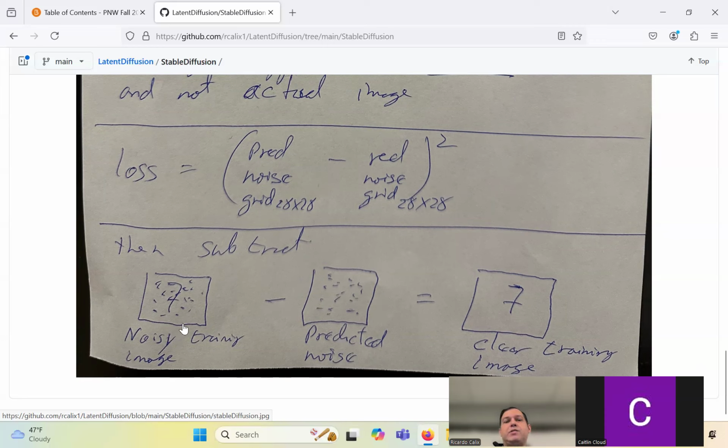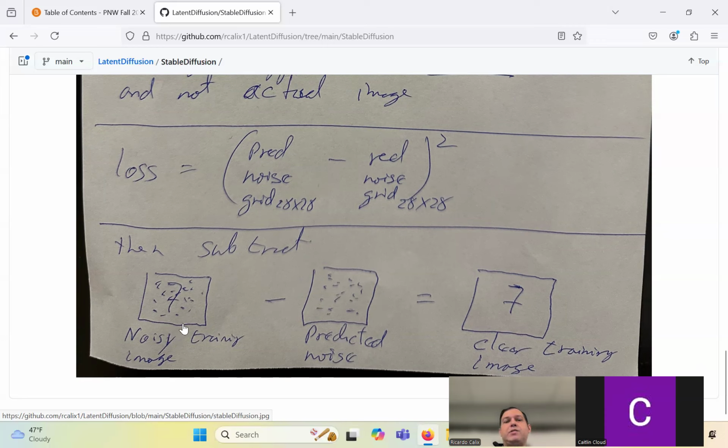Now, here's the key thing. The values in pred noise and real noise, in the grids, the values in the predicted and the real, are in the range from -1 to +1. They're normalized from the 0 to 255 that you would expect in a pixel. Because of that, some values are negative and some are positive.